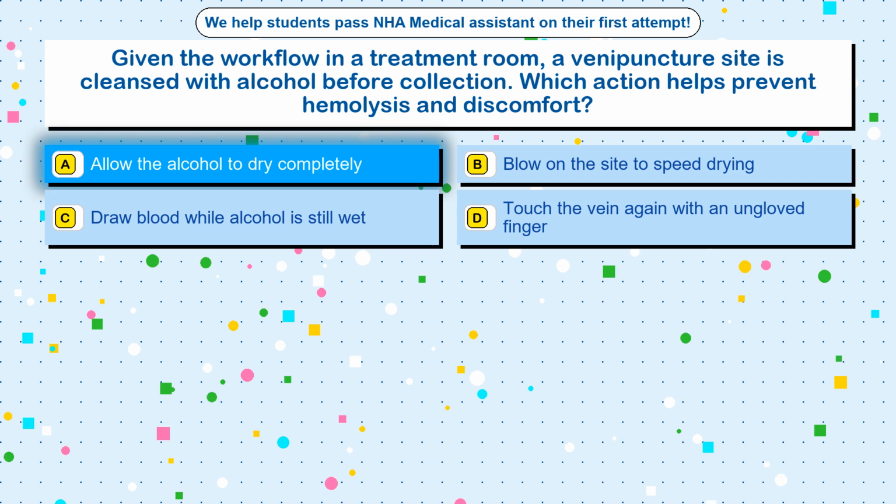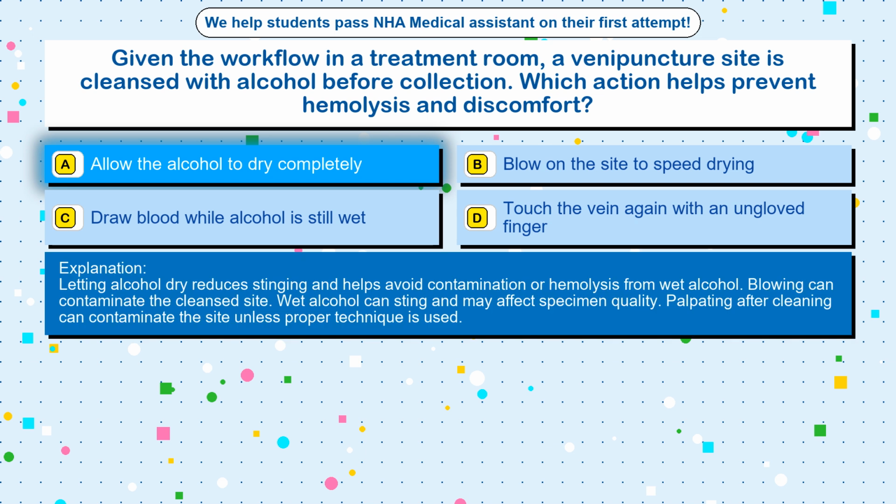The correct answer is option A. Allow the alcohol to dry completely. Letting alcohol dry reduces stinging and helps avoid contamination or hemolysis from wet alcohol. Blowing can contaminate the cleansed site. Wet alcohol can sting and may affect specimen quality. Palpating after cleaning can contaminate the site unless proper technique is used.